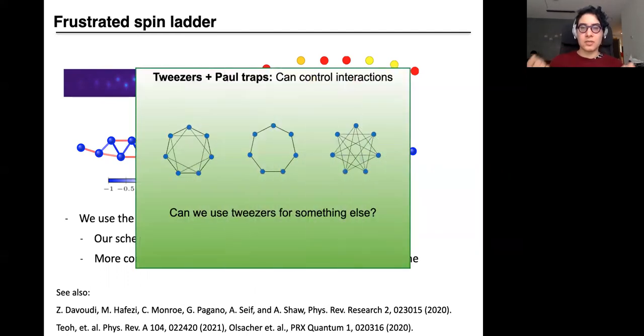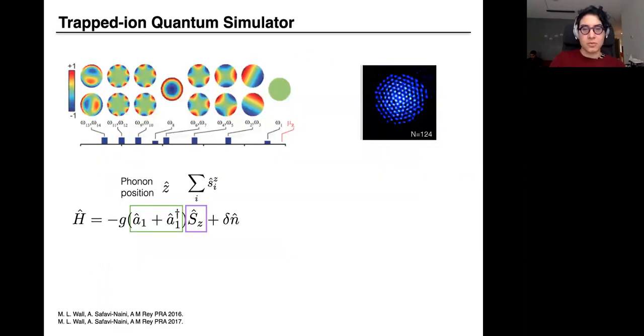So I showed that if you combine the tweezer with Paul traps, you can control the types of interactions and connectivity that you have in your lattice. But now the second thing we want to consider was, can we use the tweezers for something else? And the something else in this case was we wanted to make a 2-qubit phase gate that was easier to do compared to the typical Molmer-Sorensen type of proposal.